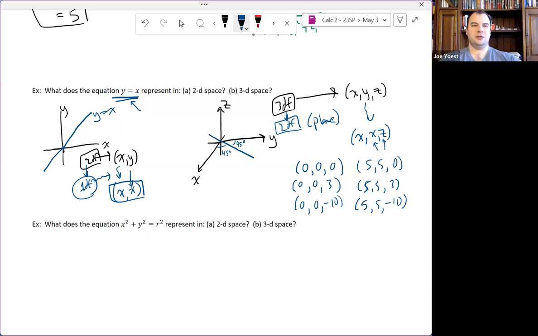But z could be 1 or 2 or 3 or -5 or -10. So really, I get a plane that cuts through the z-axis, and that's kind of at this 45-degree angle between X and Y, or this kind of one-to-one relation between X and Y. So I have 2 degrees of freedom left over, and I get a plane, I get what I would expect.